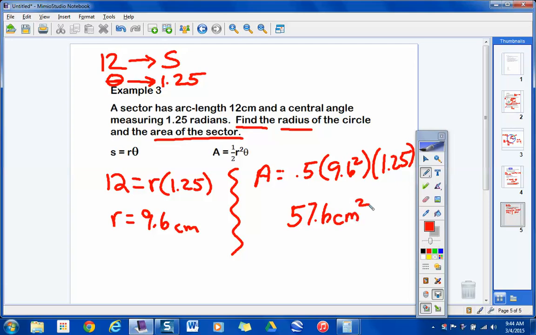Okay. So understand something like this. Sometimes they may not say find the arc length. They might say, hey, here's a problem. You need to work backwards. Good to go. Okay? You guys have a great day.